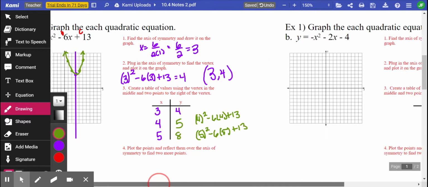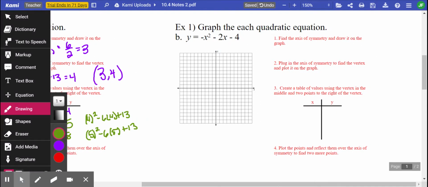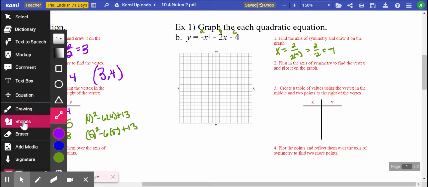Okay, let's do another one. Again, starting out by finding our axis of symmetry. So my A is -1, my B is -2, my C is -4. So x equals the opposite of B over 2 times A. So I end up getting 2 divided by -2, which is -1. So I'm going to draw my axis of symmetry in here at x = -1.